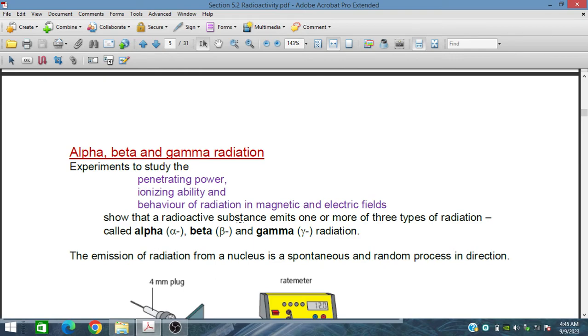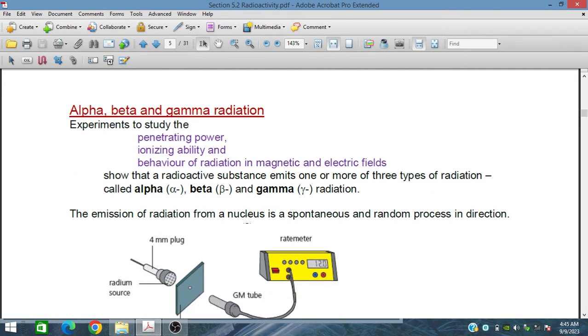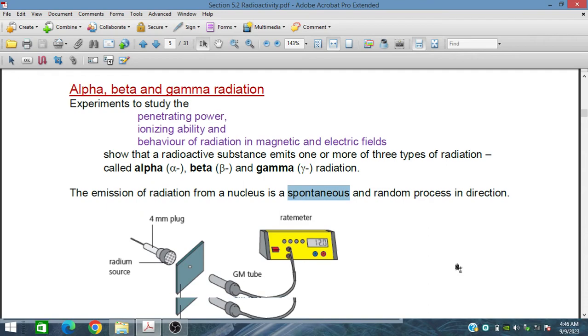Show that a radioactive substance emits one or more of the three types of radiation. A radioactive substance produces three types of radiation: alpha, beta and gamma radiation. The emission of radiation from a nucleus is spontaneous. These radiations are emitted from the nucleus of an atom, and it is a random process in direction.